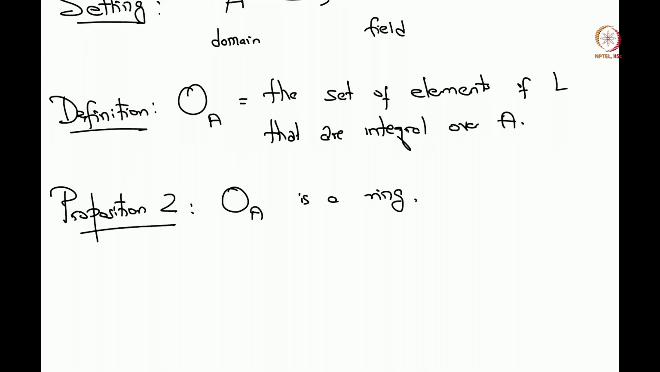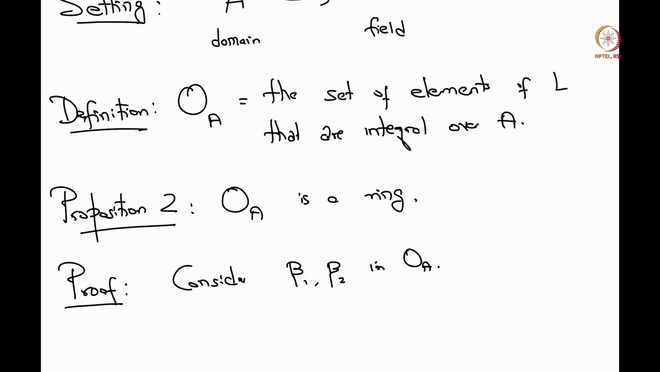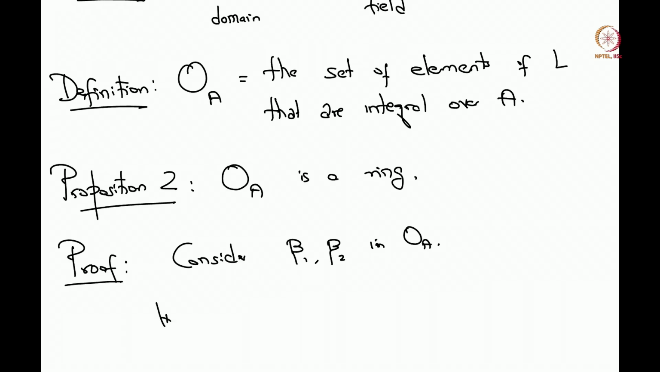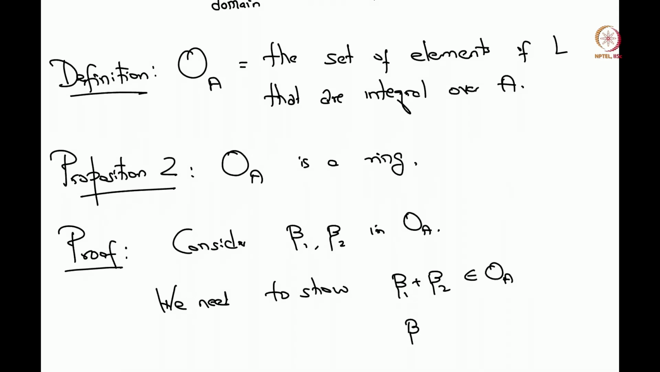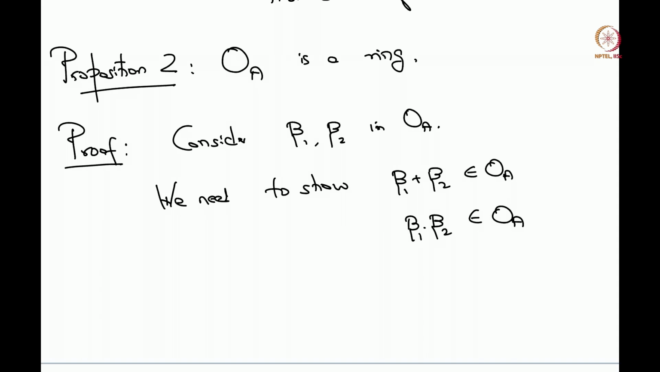Okay, and so what we have to show is that if you have two elements, beta 1 and beta 2 in OA, the essential idea is that we need to show that the sum belongs to OA and the product also belongs to OA. Okay, so we'll start by showing that. And how do we do that?